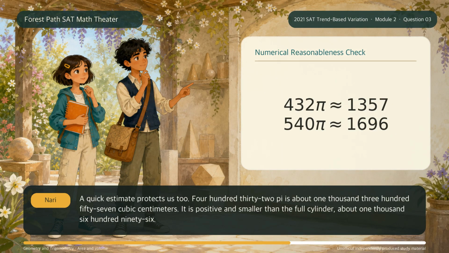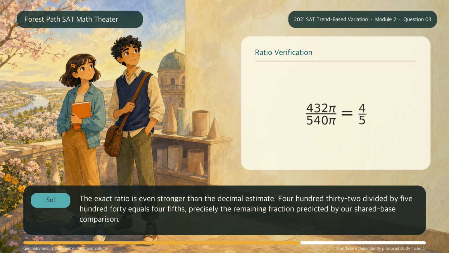A quick estimate protects us too. 432 pi is about 1,357 cubic centimeters. It is positive and smaller than the full cylinder, about 1,696. The exact ratio is even stronger than the decimal estimate. 432 divided by 540 equals 4/5, precisely the remaining fraction predicted by our shared base comparison.